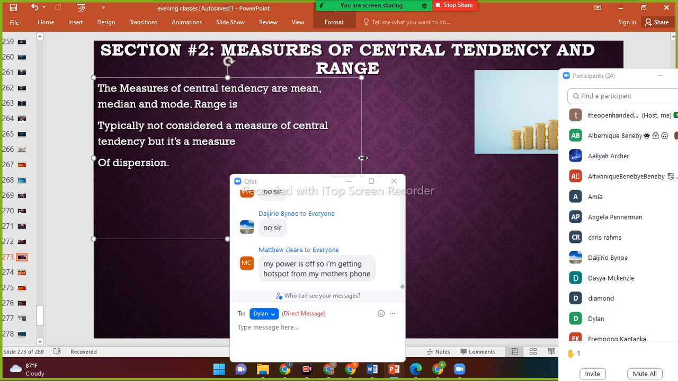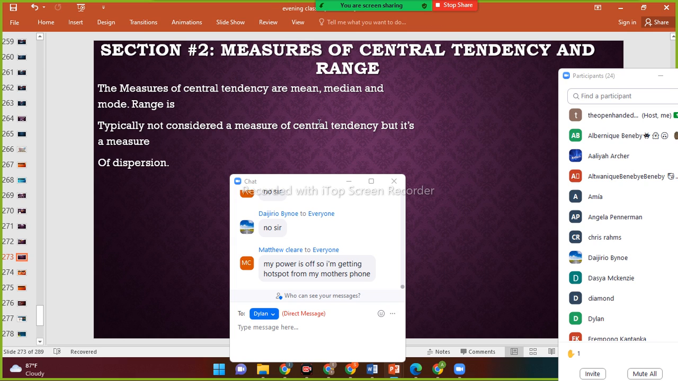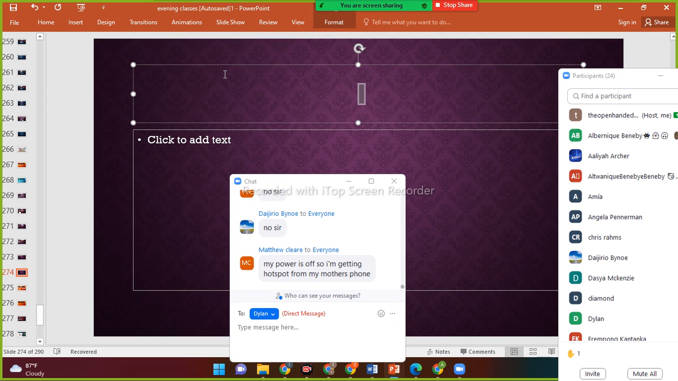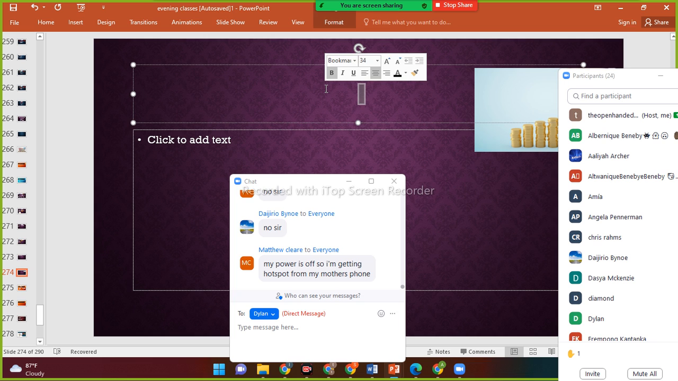Okay, so let's begin with measures of central tendency, which are mean, median, and mode. But we're going to be looking at earnings. That's the example that we're going to be looking at.